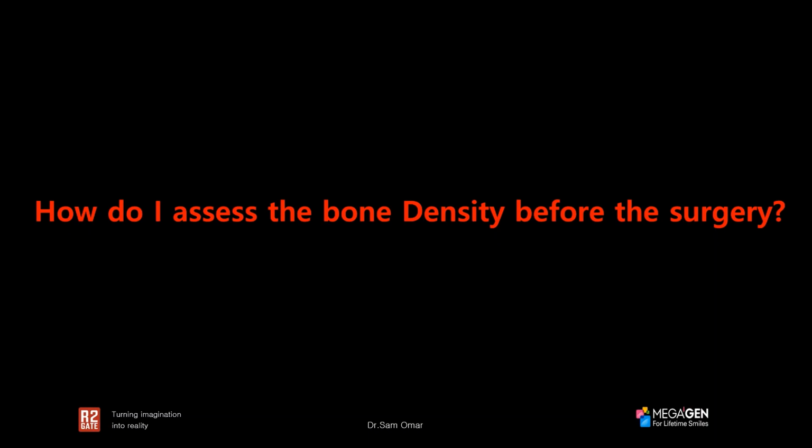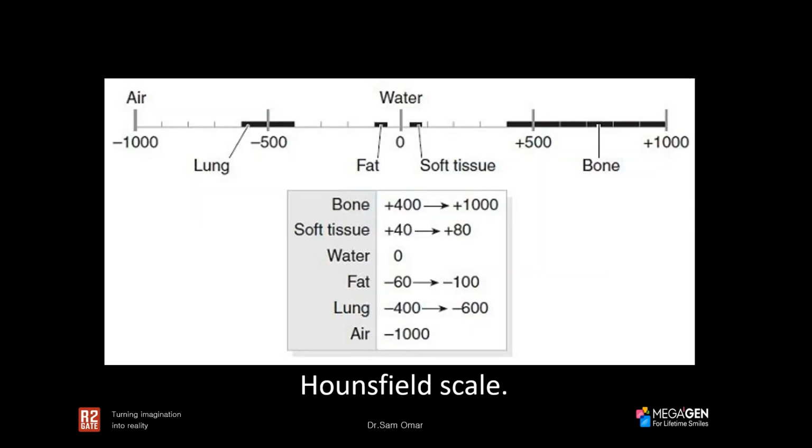So how do I assess the bone density before the surgery? And this is a very important question. Hounsfield units. So Hounsfield units, what they do is they allow us to know the density of any object in the CT scan. So Hounsfield units is just a measurement scale of how dense an object in the CT is. So the least dense object is air, and the highest density objects are above 1000, which is usually the density of metal, and the midpoint is the density of water.